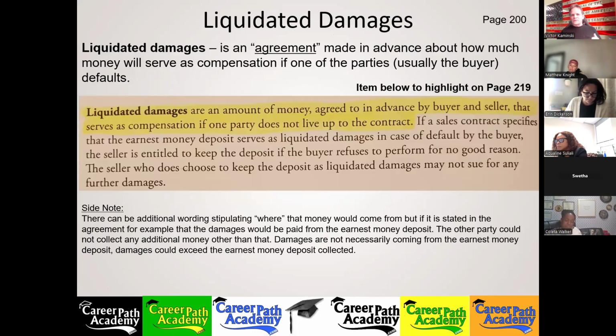We already went over liquidated damages agreements, but now here we're at this page, 219. If you didn't highlight it before, make sure you highlight it now.